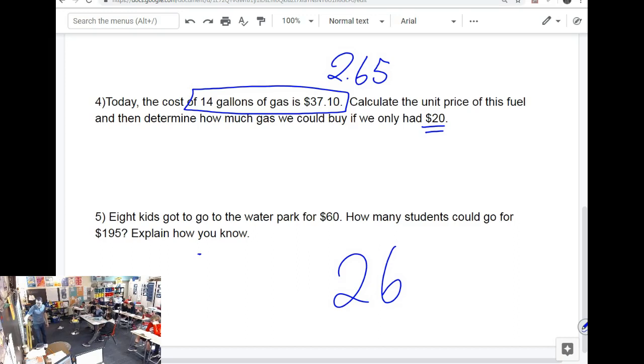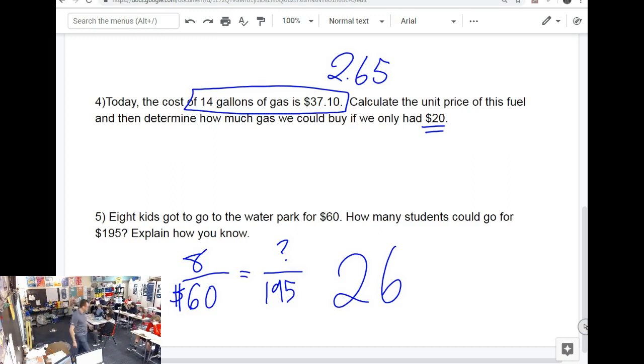This should be 26 kids. If 8 kids can go for 60, the proportion that we should have built should involve kids related to money, and we could cross multiply, or you could find a scale factor. Lots of ways to solve here. You should have gotten 26 kids. Questions? Which means you were wrong. So you're right, 24 can go, but you've left some money on the table. Wasted money. Questions?